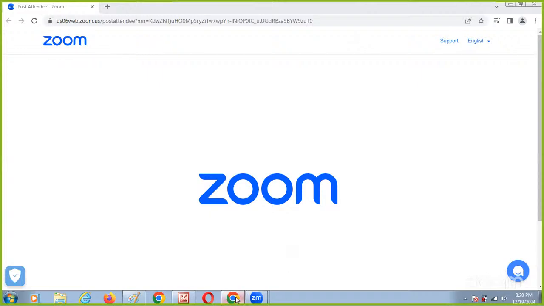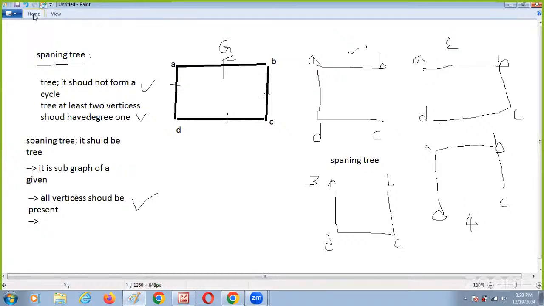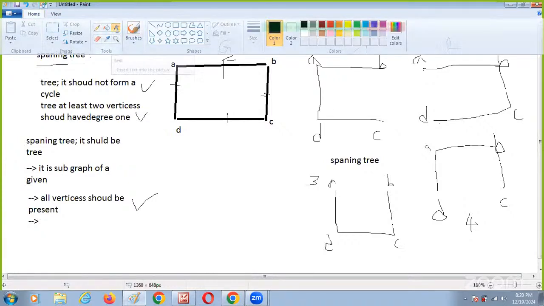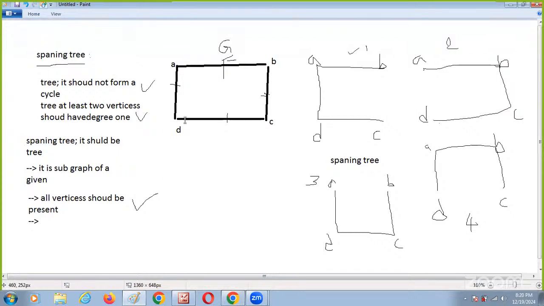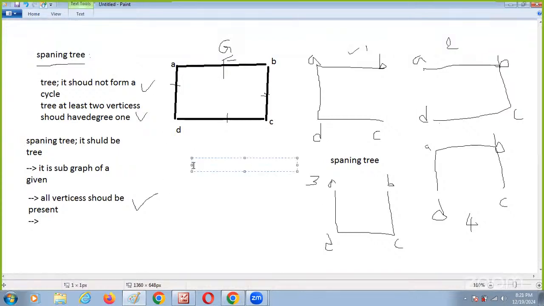Okay, I will tell you, don't worry. In general, try to remember whenever any GATE exam or competitive examination asks: what is the total number of edges in the tree? At least tell me that. What is the total number of edges in this graph? How many edges are there in this graph? 4 edges. Very good.